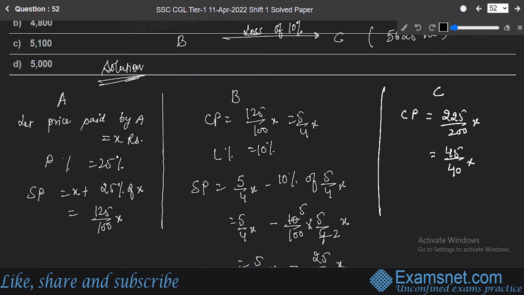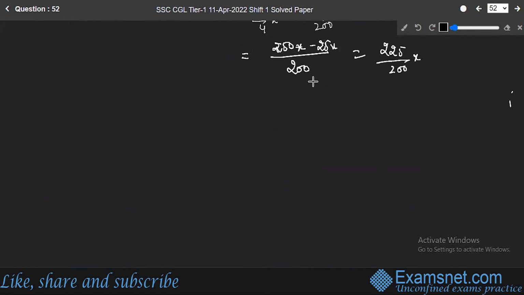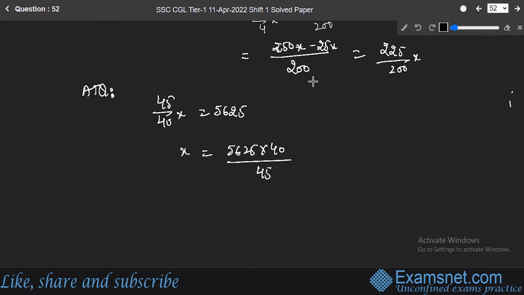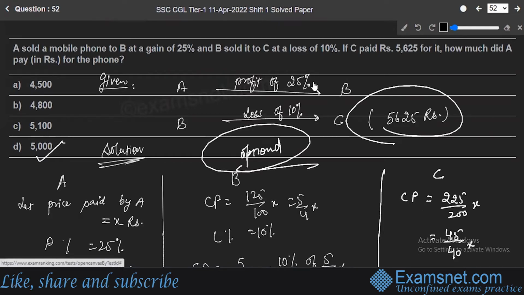But how much did C pay actually? C paid 5625 rupees. So according to the question, 45 by 40x is equal to 5625, which gives you x is equal to 5625 multiplied by 40, whole divided by 45. When you solve this, you will get 5,000 rupees as your answer. Let's check the options. Option D is the correct answer for our question. I hope you're clear with this, right? All right, then let's move to the next question, number 53.